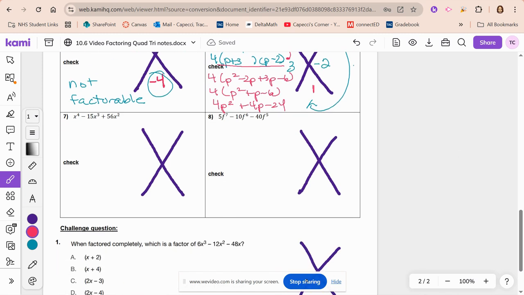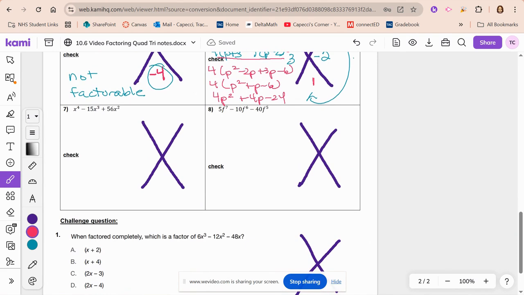Okay, let's take a look at the next one, number 7. Now, in this case, I notice that my GCF, I don't have a number that goes in everything, but my lowest power is x to the second, so I can factor that out. So that gives me x to the second minus 15x plus 56. So I'm going to kind of bring that down here. So my 56 is going to go here. My negative 15 is going to go here.